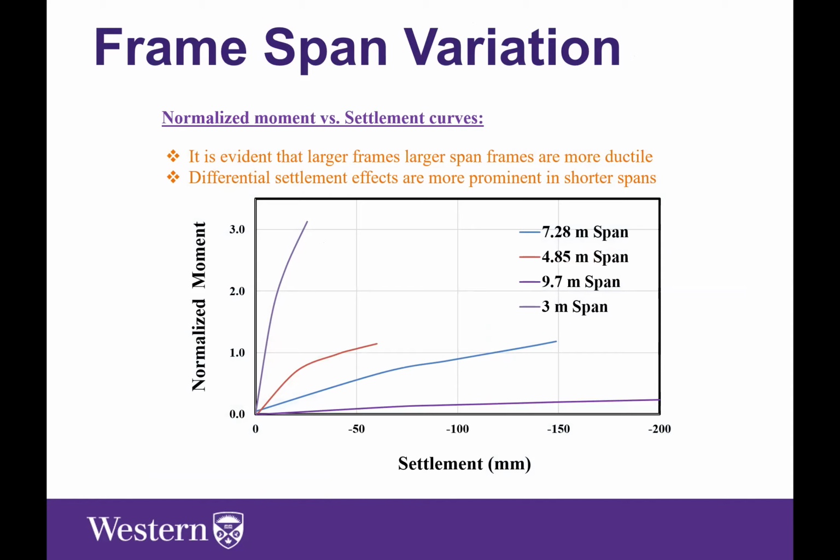As you can see over here within the graphs, it is evident that larger span frames can accommodate larger deflections as compared to shorter spans. So then the differential settlement effects are more prominent in shorter spans, basically.